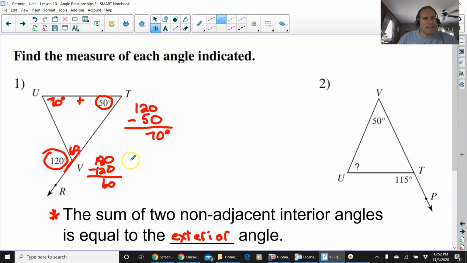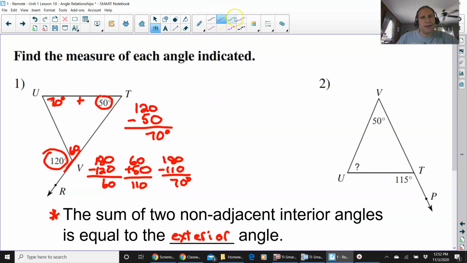Then you would take 60 plus 50 and get 110. Then you do 180 minus 110 and you would get 70. So I'm going to put this as method number 2 and this as method number 1. You realize that method number 1 is the one that is more direct and that you should definitely realize. Okay, so here we go. Here's an exterior angle. Here is one interior non-adjacent angle, and we need this.